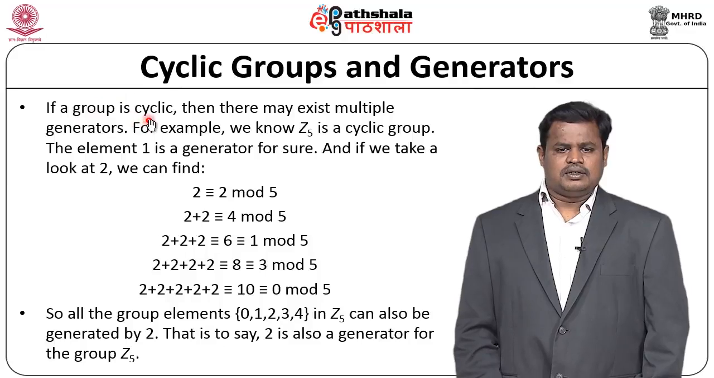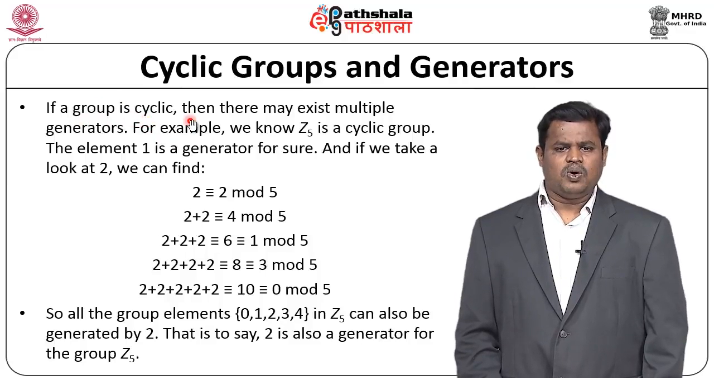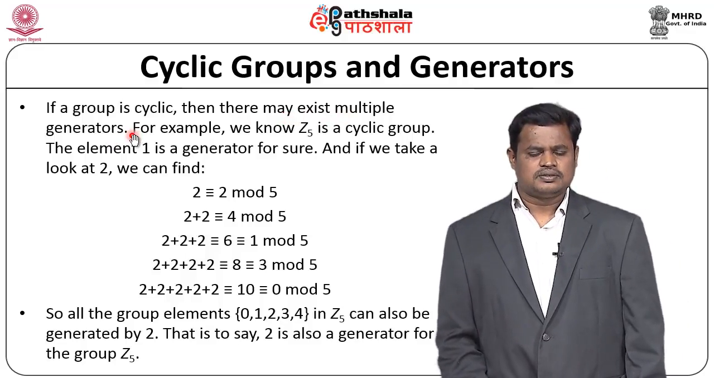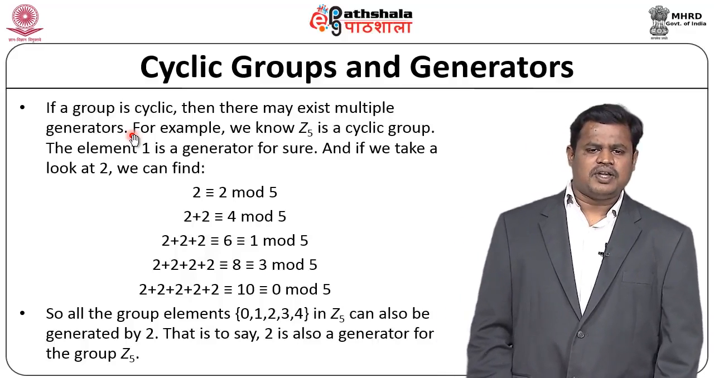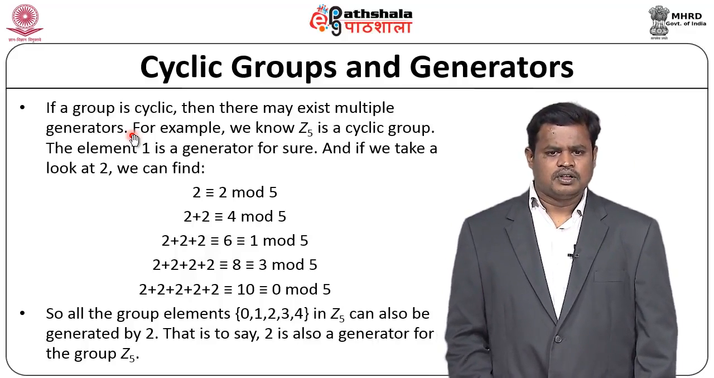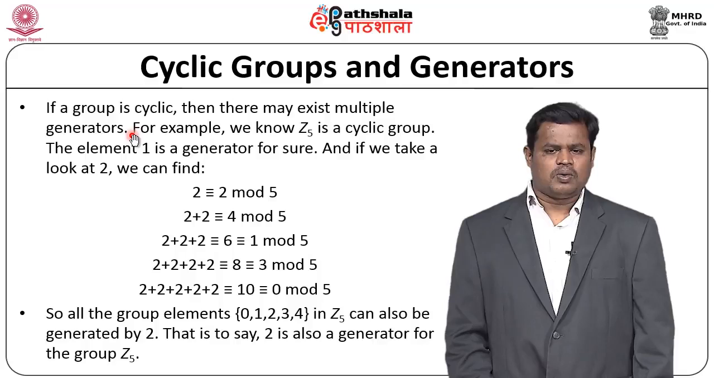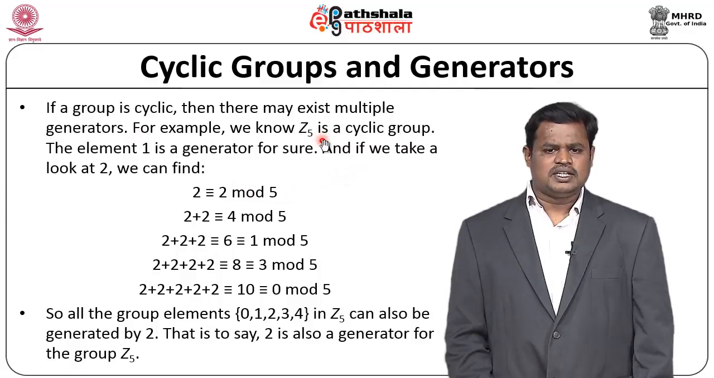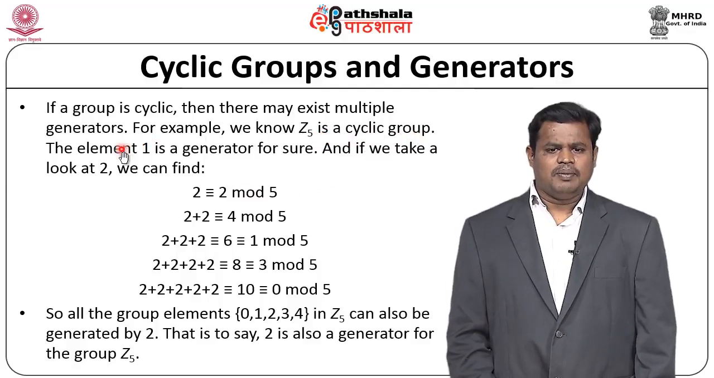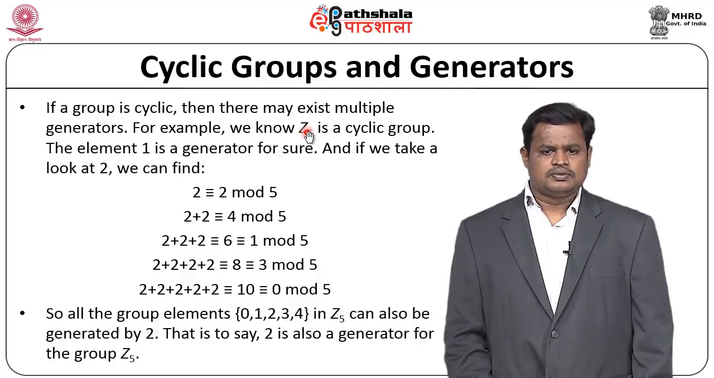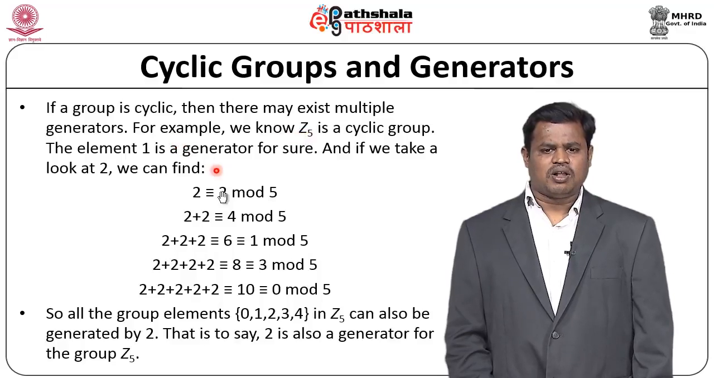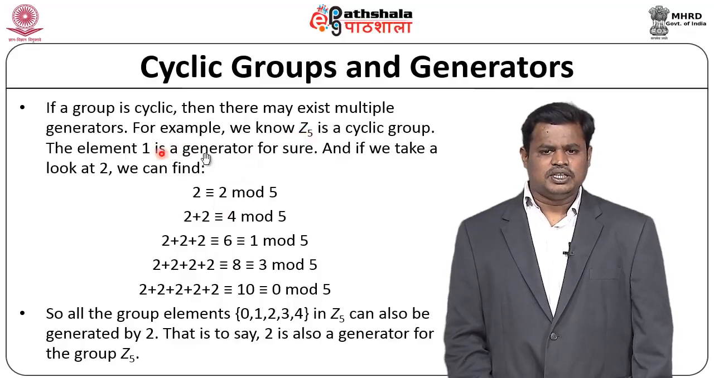If a group is cyclic, then we know there may exist multiple generators also. In the last case we took 1 as a generator, but there are certain groups where we can have more than one generator. As an example, Z5 is a cyclic group, and the element 1 is a generator for sure, because whatever the value of n, it will definitely generate all the elements. So, 1 is one generator.